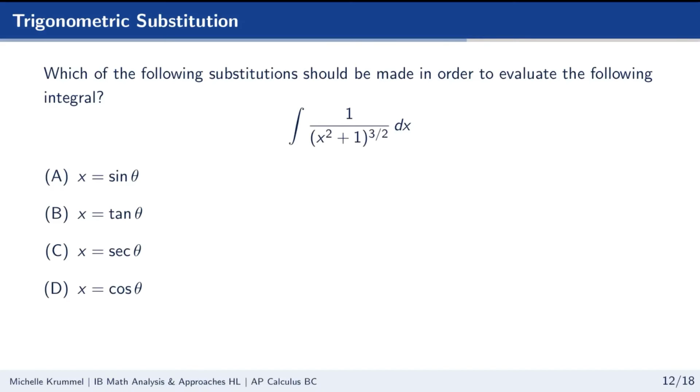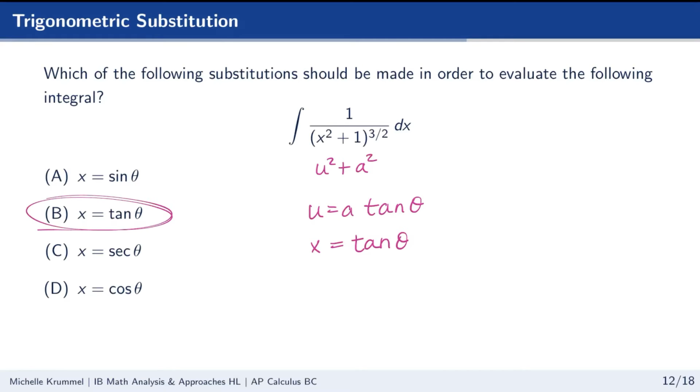Really, if you just have u squared plus a squared, or u squared minus a squared, or a squared minus u squared, that's the important part that signifies that you might be able to do this using trigonometric substitution. So this is going to be a tangent substitution. It's in the form of u squared plus a squared. So we're doing a tangent substitution. u equals a tan theta. The u is equal to x, the a is equal to 1. So just x equals tan theta is the substitution we should make here.